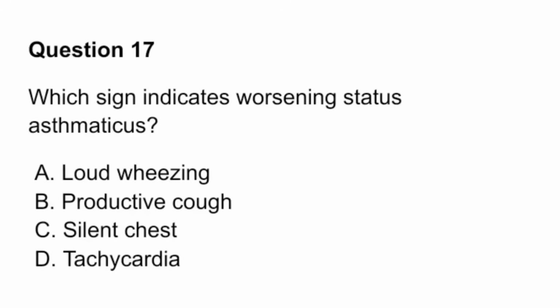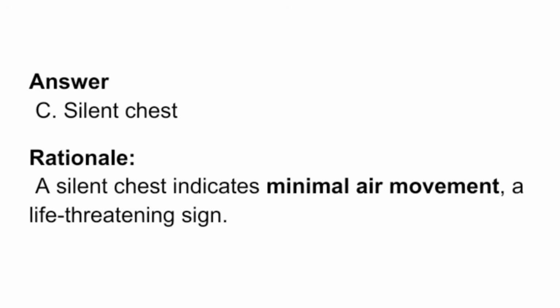Question 17. Which sign indicates worsening status asthmaticus? A. Loud wheezing. B. Productive cough. C. Silent chest. D. Tachycardia. Answer: C. Silent chest. Rationale: a silent chest indicates minimal air movement, a life-threatening sign.